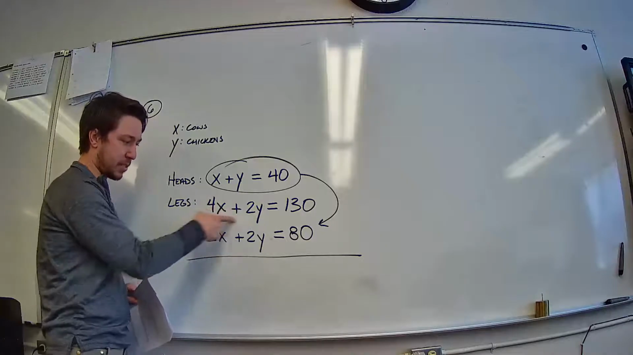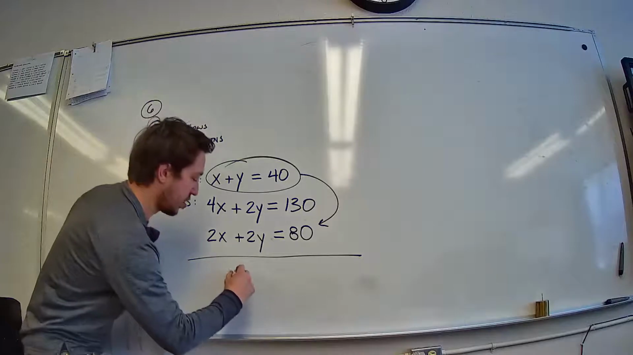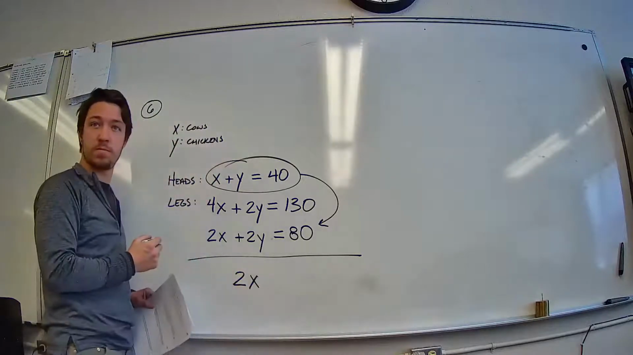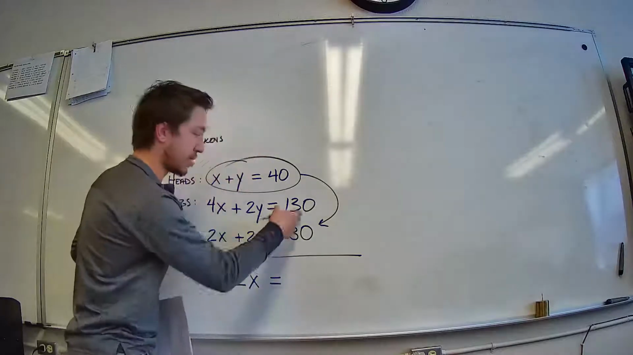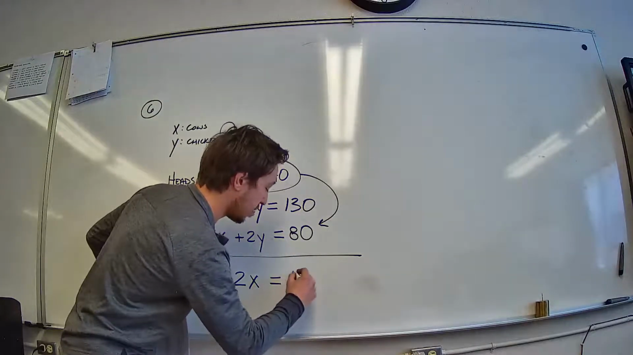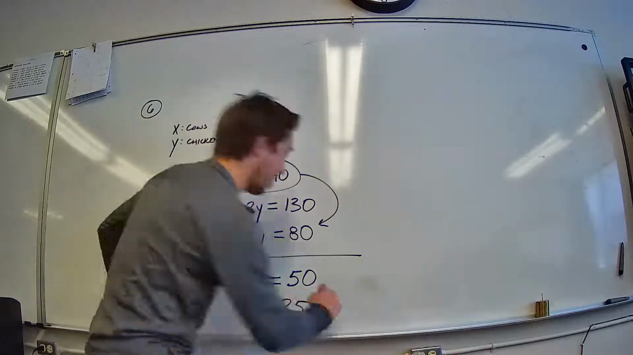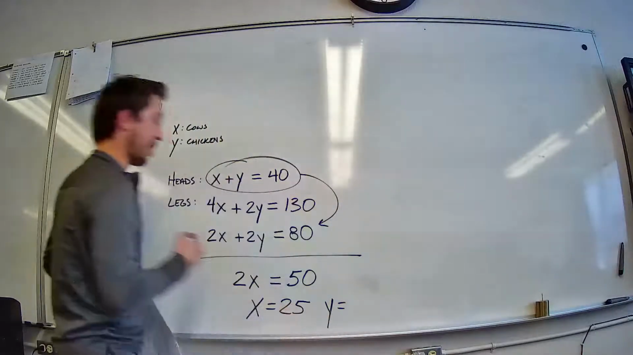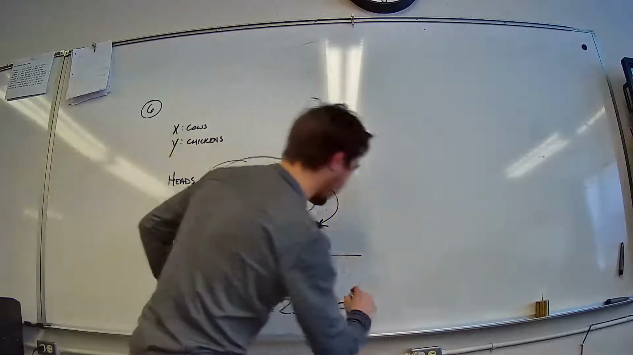What do you get if you take this and subtract away this? What's left over? 2x. You feel okay about that? Yeah. And what do we get if we take this and subtract this? 50, which means x is 25. And then getting the y value from that is pretty easy, right? 40 minus 25. 15. Very good.